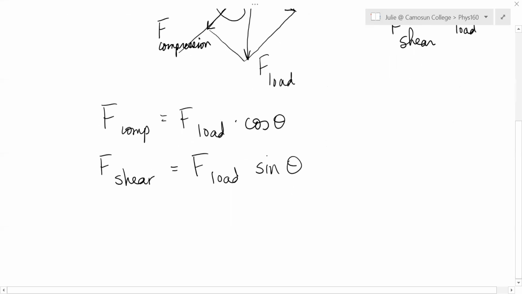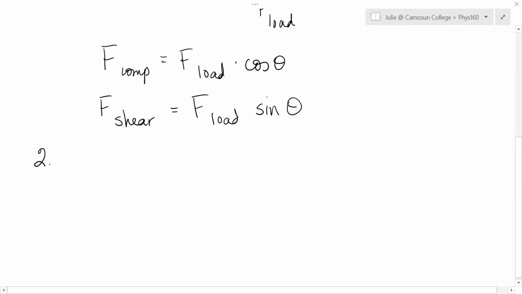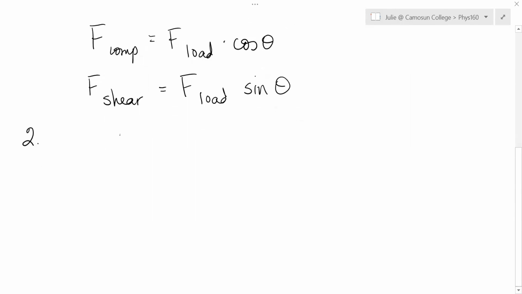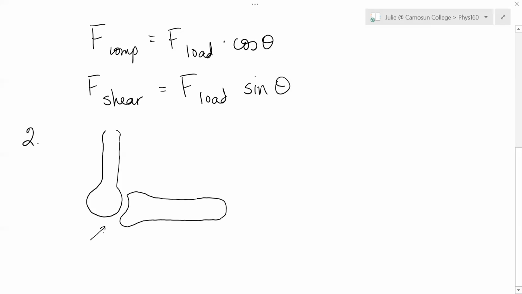The next example, number 2, will be the bicep muscle. So let's do a really blown up drawing. These are going to be your bones. So there's your upper arm bone, and then your forearm bone. And you guys know all the fancy names for all these bones. Doesn't really matter. It's just a fancy name. And so this is your joint. This is your elbow joint here.